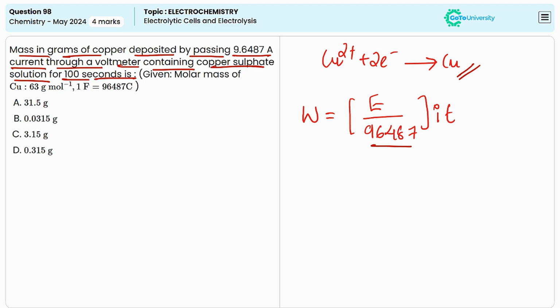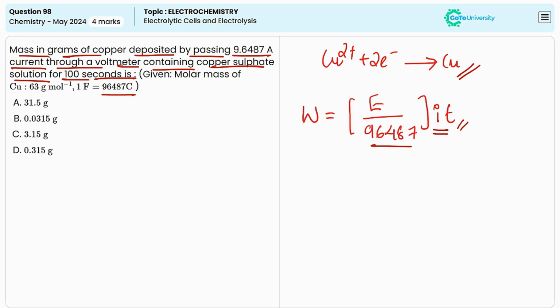The Faraday's constant value is given here, that is 96487 coulomb. E is the molar mass of copper, or equivalent mass of copper. I is the amount of electricity passed through it, and T is the time required to pass the electricity.